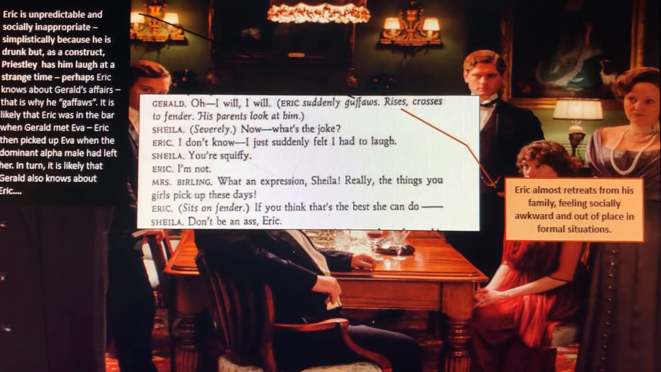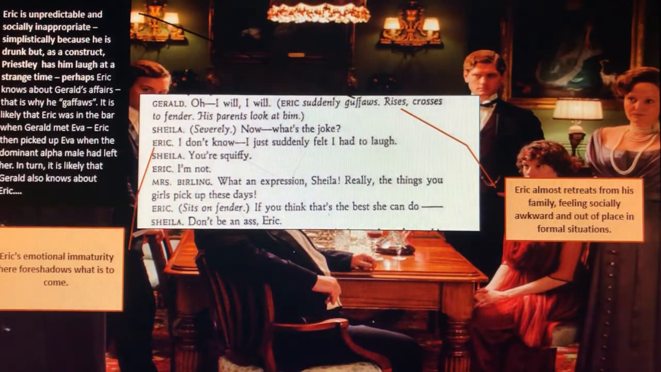We have him rising in the stage direction. This suggests he almost retreats from his family, feeling socially awkward and out of place in these formal situations, such as the celebration the Birlings are having. Eric repeatedly shows emotional immaturity, here foreshadowing what is yet to come. "I don't know, I felt I suddenly had to laugh." He immediately reacts with his emotions rather than thinking through what he's doing.